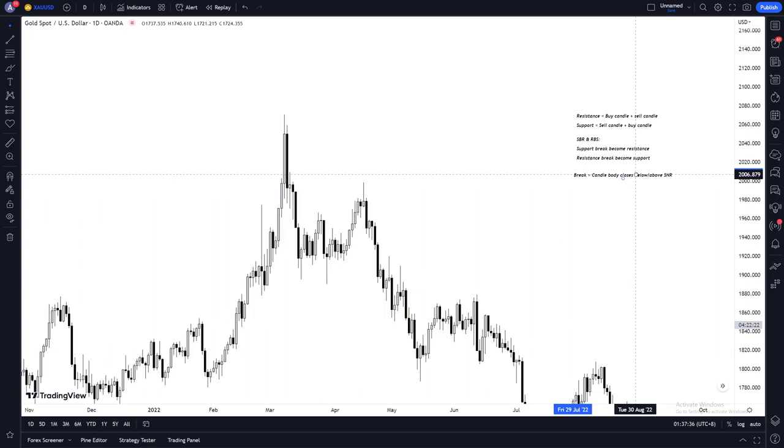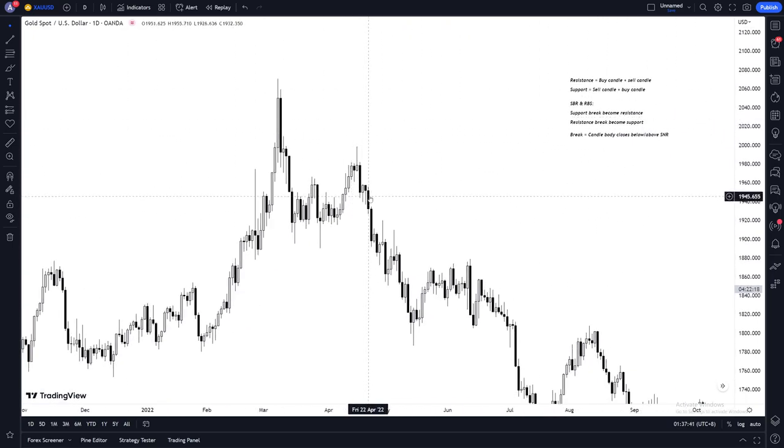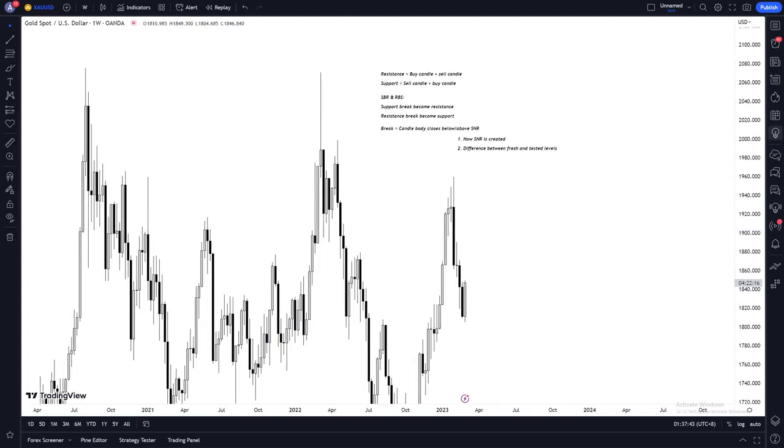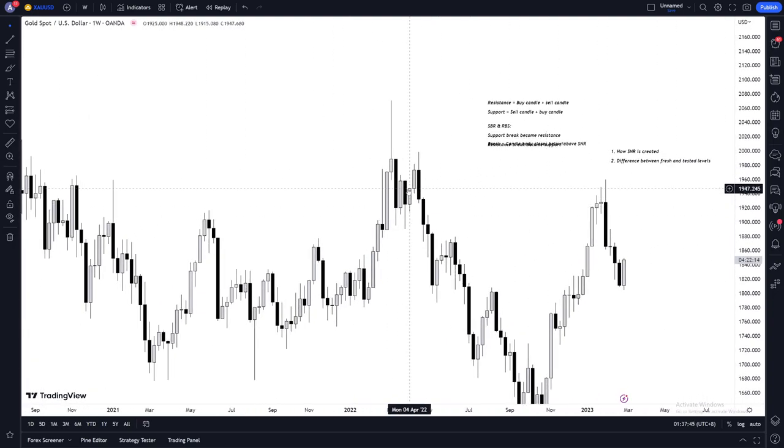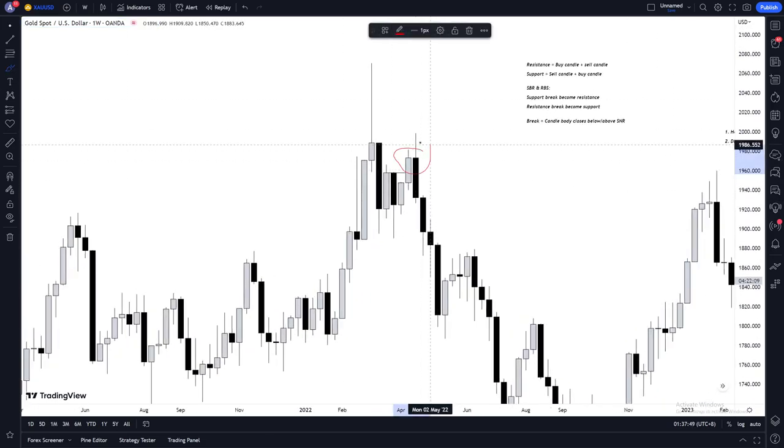So now you guys know what exactly I mean by a break of structure. What is a break? When price has broken something, right? Before we move on, I'll give you guys an example of a break. So this would be an example of a break. Price here broke this resistance. Why is this a resistance? Very simple. Buy, sell candle.